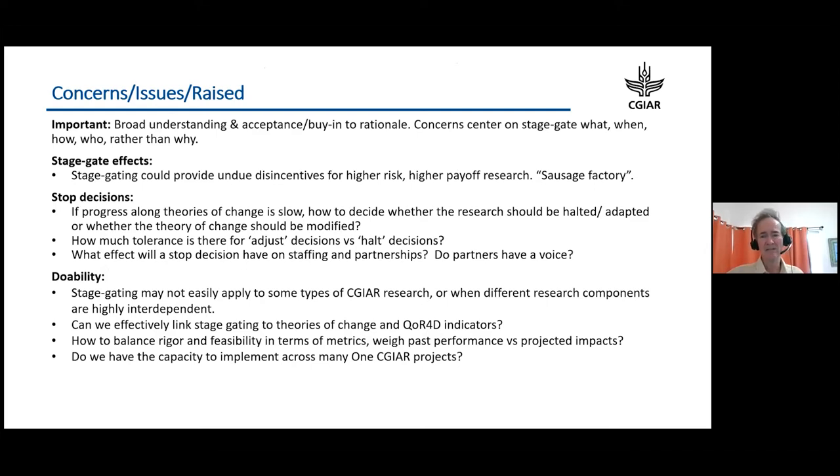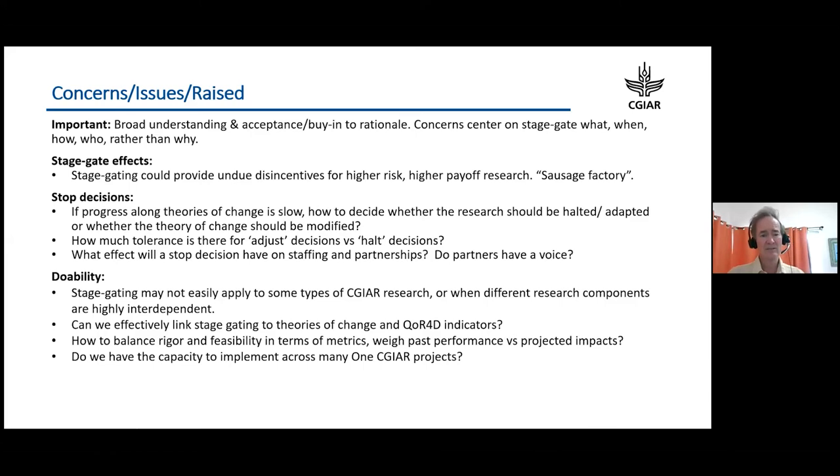There's basically around what, when, how, who, and how we actually could make this thing work. So the why about it, the principles are not so contentious, but there's quite a few other challenging areas. So the effects themselves, so stage gating could provide undue disincentives for higher risk, higher pay-off research if we are strictly guided by certain types of metrics. So we have to be very careful and cautious on how we define those so that it doesn't stifle creativity.